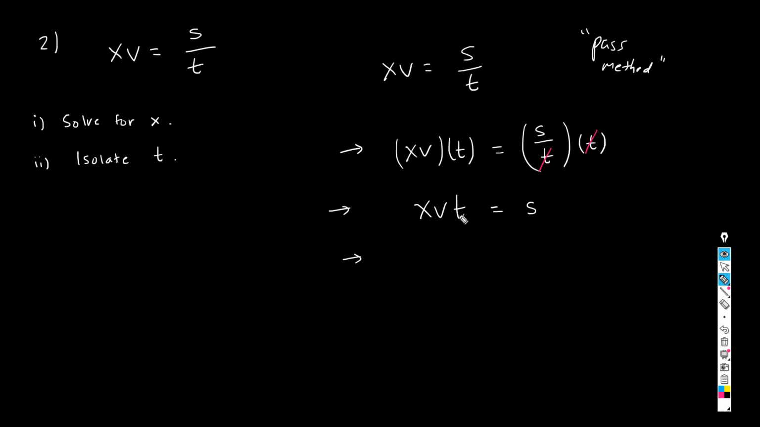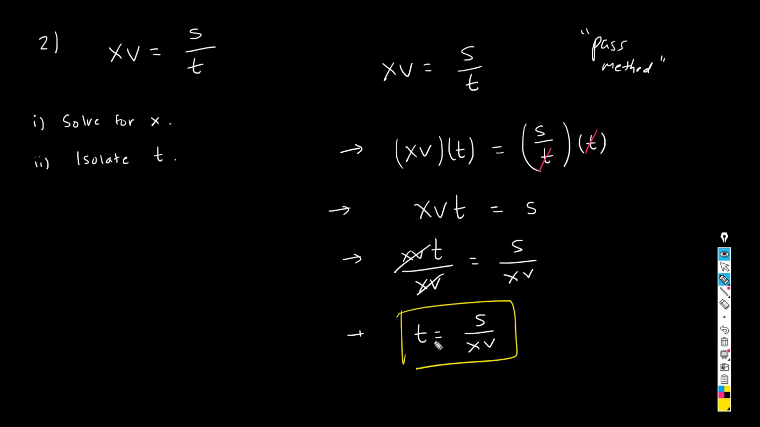Okay, now I want to isolate t. I'm just going to divide all of this side over xv, because if I do that, and also the other side, obviously, I know that I'm going to be canceling this with this, and I'm going to be left with this. And I'm done, right? I have isolated t, which is the instruction that I was given. So we have completed both exercises.